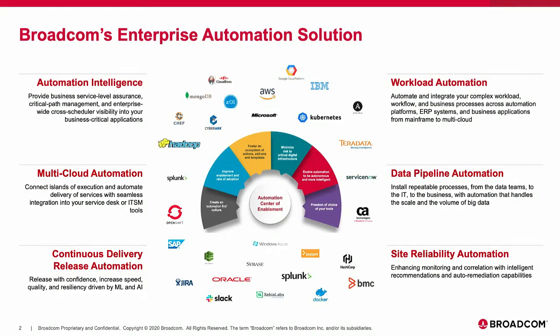There are six main use cases which we are integrating into open source, multi-cloud, and even competitive tools. First, automation intelligence to provide visibility across critical business processes, even if you are using multiple automation vendors. Multi-cloud automation that automates the delivery of infrastructures and IT services across clouds and ITSM tools. Continuous delivery release automation to automate the deployment of code, configurations, and full stack applications.